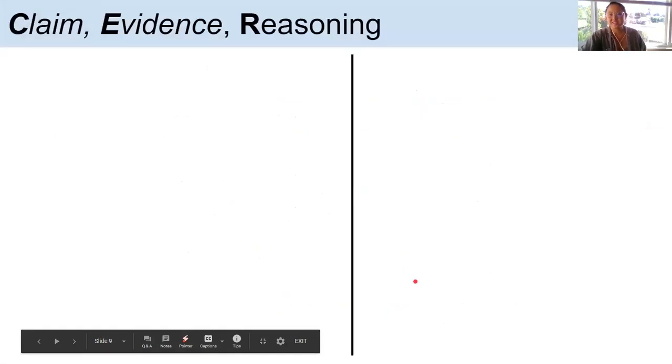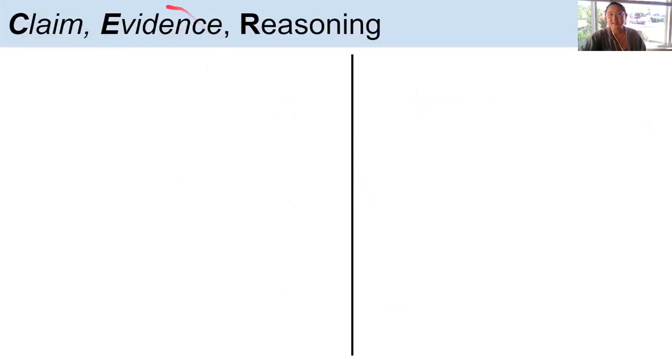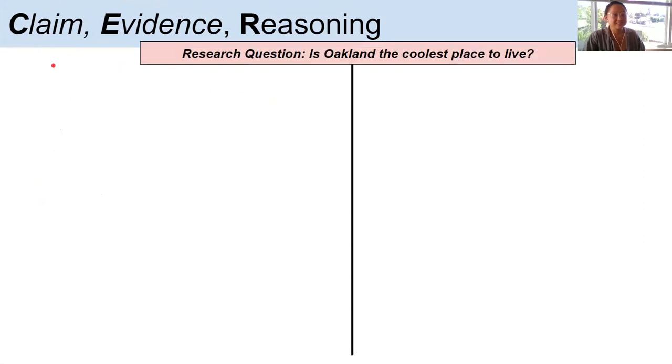So what even is claim evidence? That's what we'll be focusing on today. We'll be touching on reasoning, which is the scientific reasoning portion, which is LT2. So I'm just going to give you a preview of LT2, but really we're going to focus on claim and evidence. All right, so we're going to pretend like we are scientists, not pretend, we are scientists, and we're going to pretend that this is our research question. So our research question is: is Oakland the coolest place to live? So we're setting out to do this research.